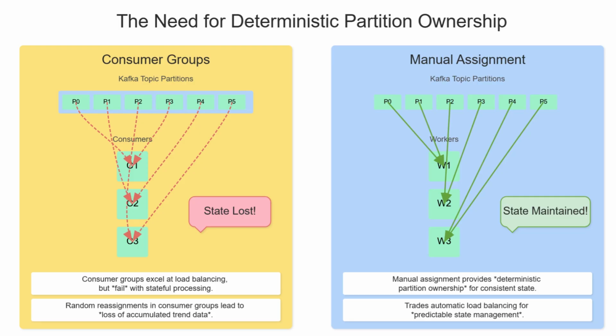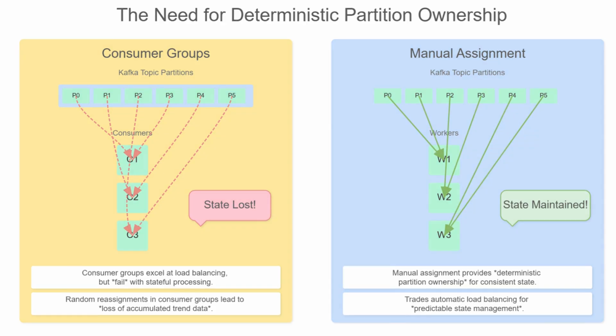This is where manual assignment shines. It gives you deterministic partition ownership. You explicitly tell a consumer which partitions it owns, and it keeps them. This trades the convenience of automatic load balancing for the absolute necessity of predictable state management. It's a conscious decision to take on more control for a critical capability. It's a fundamental shift in how you think about consumer responsibility and data continuity.